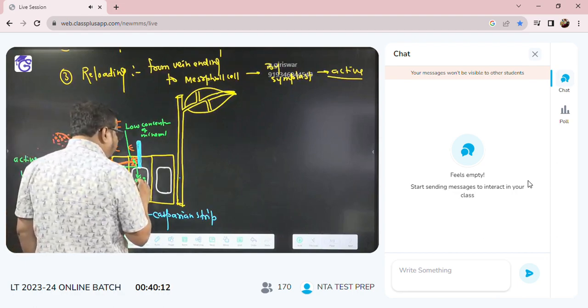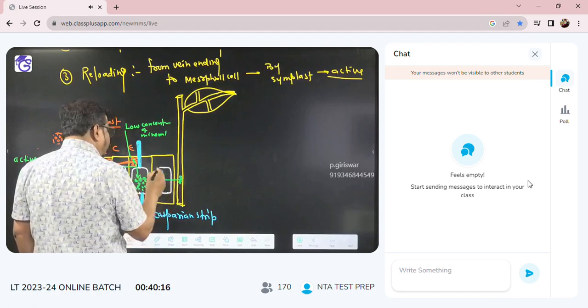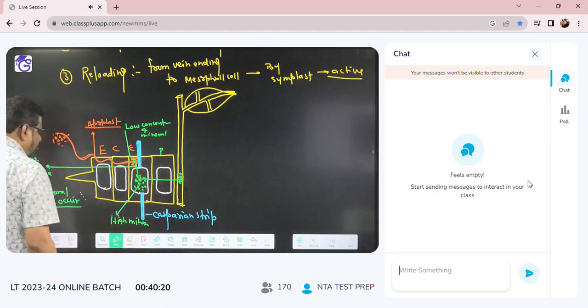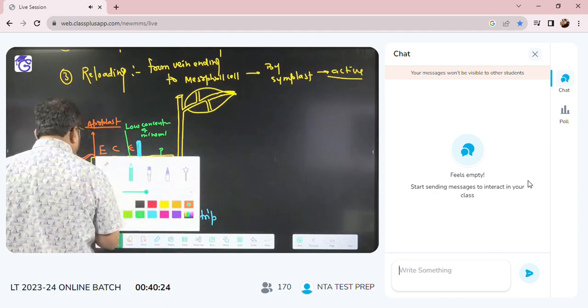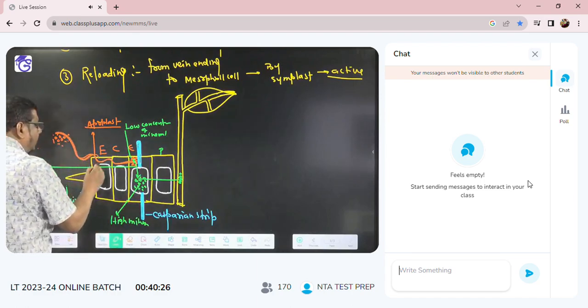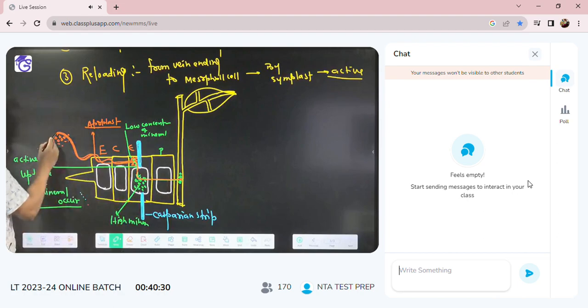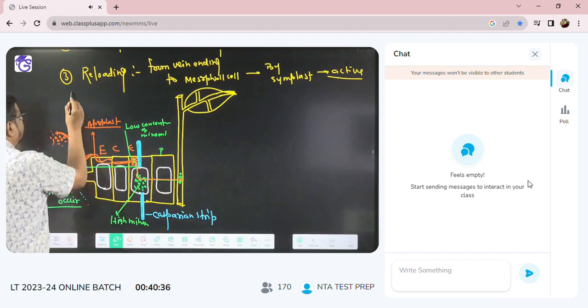Then these minerals go into which one? Xylem. First they enter the pericycle and from here they enter into the xylem. So from soil to xylem, minerals move like this. So this is the process. When minerals move from soil to xylem, it is called what? Loading.